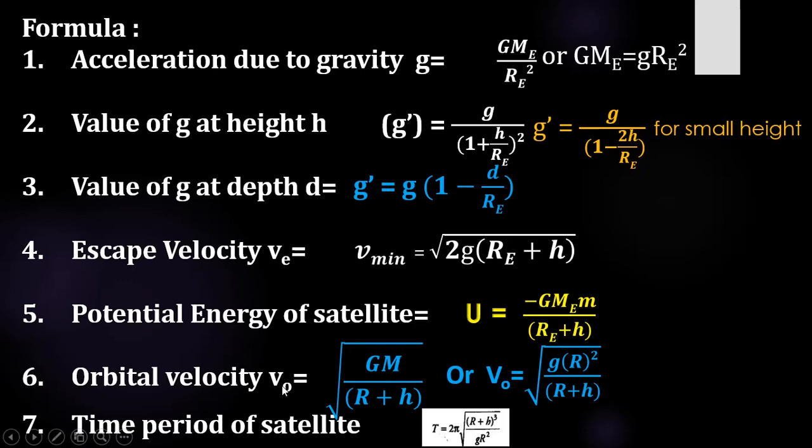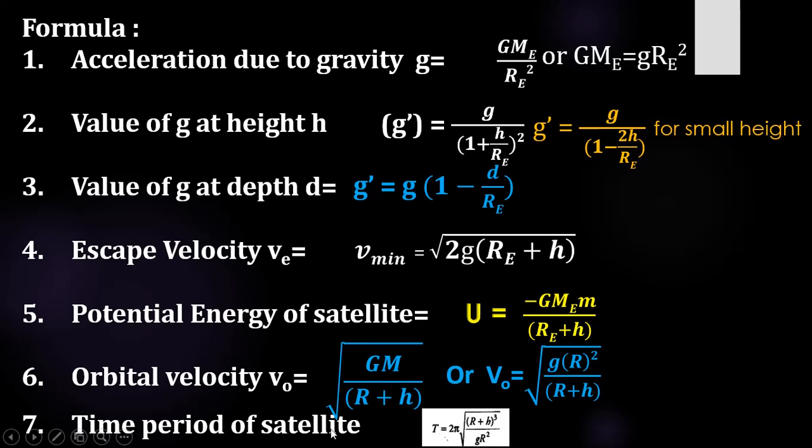Then orbital velocity Vo equal to root of GM upon r. You can write it as root of G Me upon Re plus h also. And according to this definition of acceleration due to gravity, GM equal to g R square. So you can use this formula. Instead of GM, you can write g R square divided by, as it is, R plus h. So root of g R square upon R plus h is also the orbital velocity.